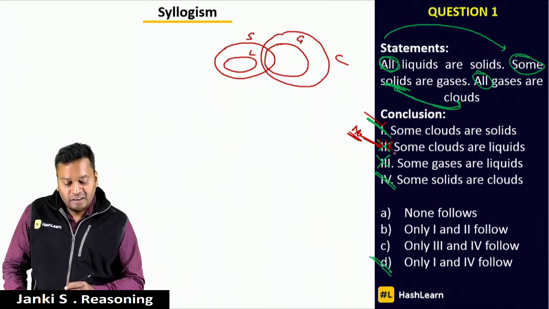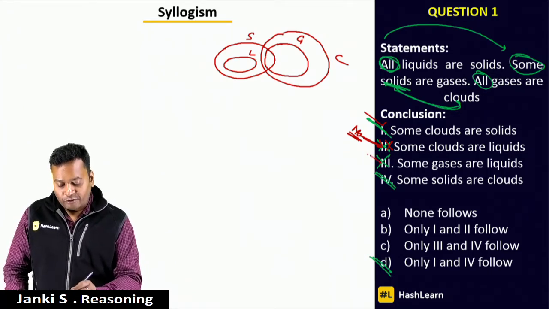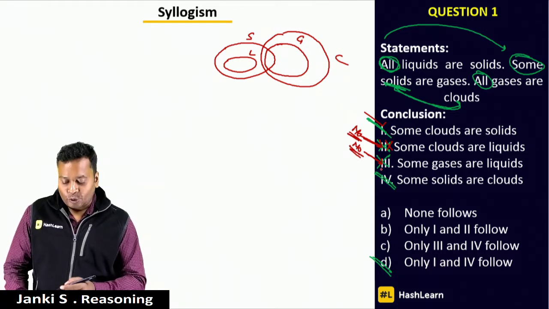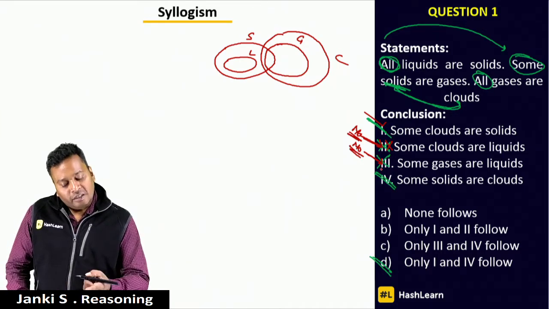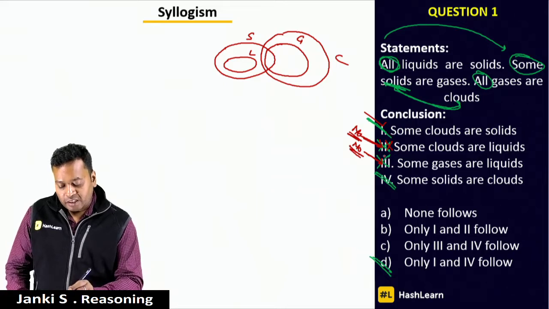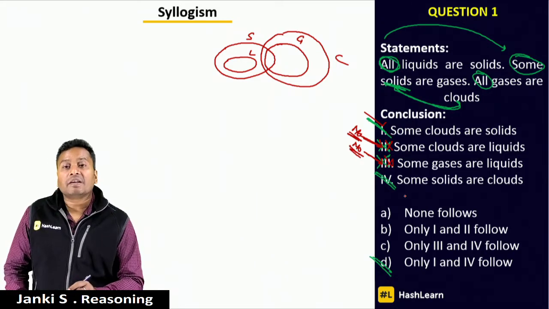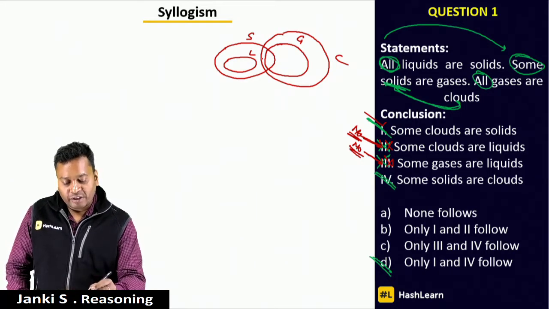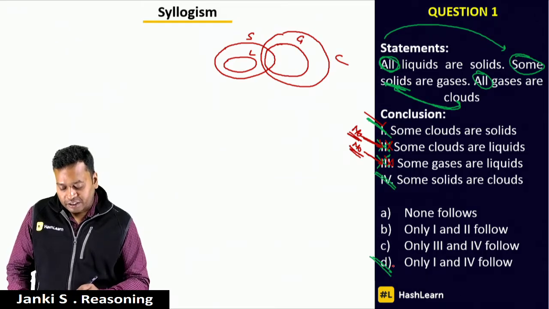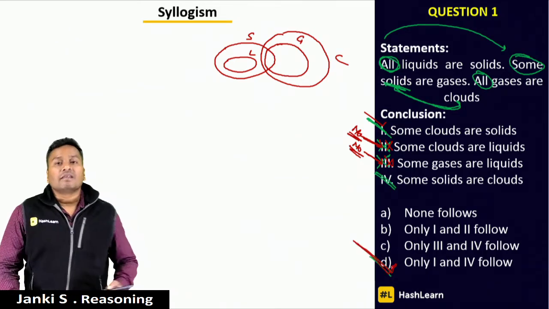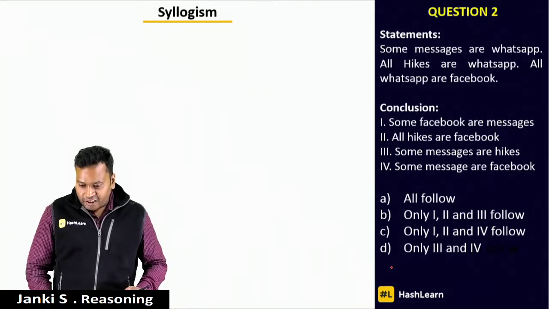Some gases are liquids. So same condition. If I go by the negation, let's consider. So if I consider no, that represents negation is available there, right? This is also not possible. And some solids are cloud. We can see some solids are cloud, right? Perfect. So मेरा आंसर हो गया D, right? So पहले आइडेंटिफाई करना जरूरी होता है.